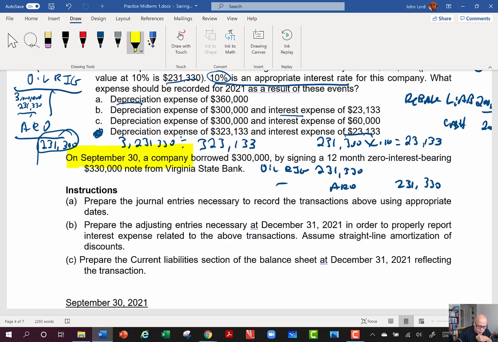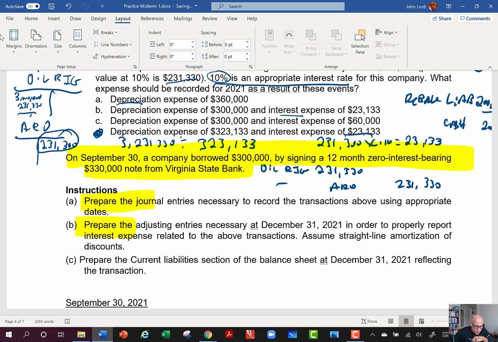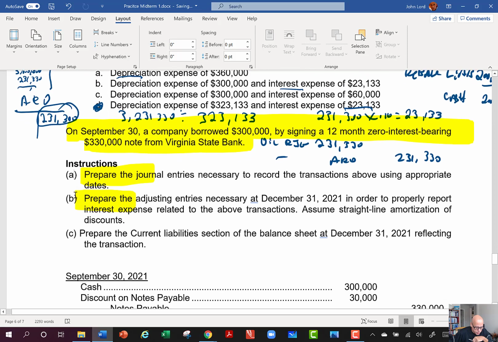So we take a look at this problem here. On November 30th, a company borrowed $300,000 on a 12-month, zero interest note for $330,000. So they got $300,000, and they're going to have to pay back $330,000. I ask you for the journal entry at the time of the borrowing, and I ask you for the journal entry at the end of the year, and then I ask what the balance sheet would look like as a result of this. Okay, so we come down and start to take a look at the solution.